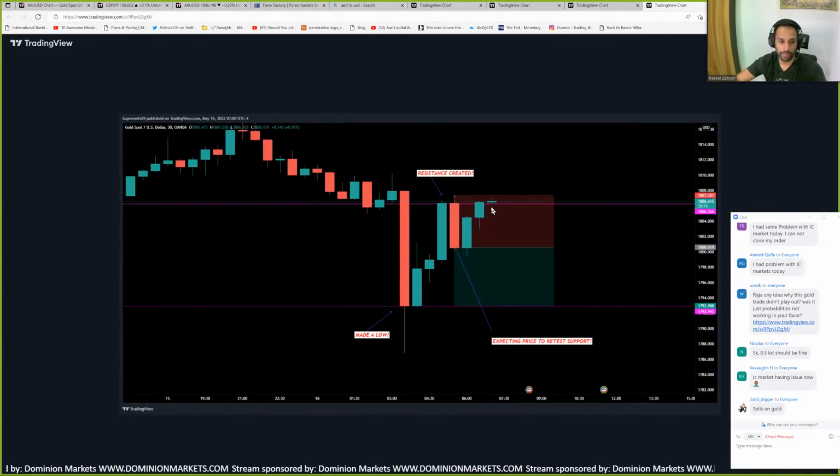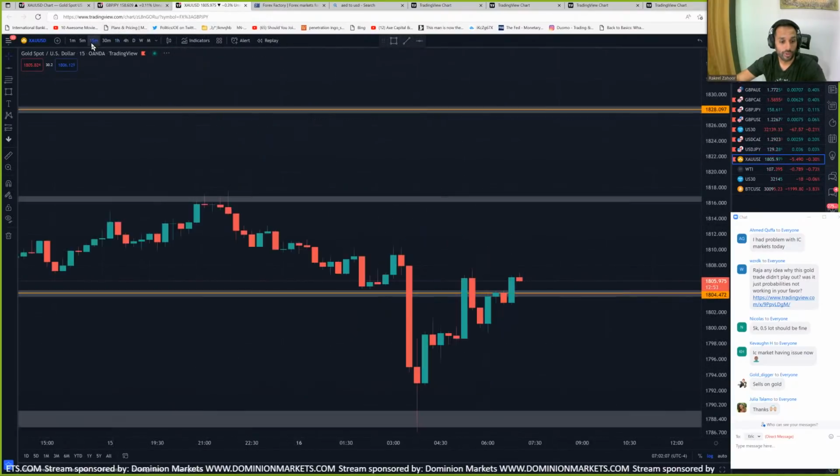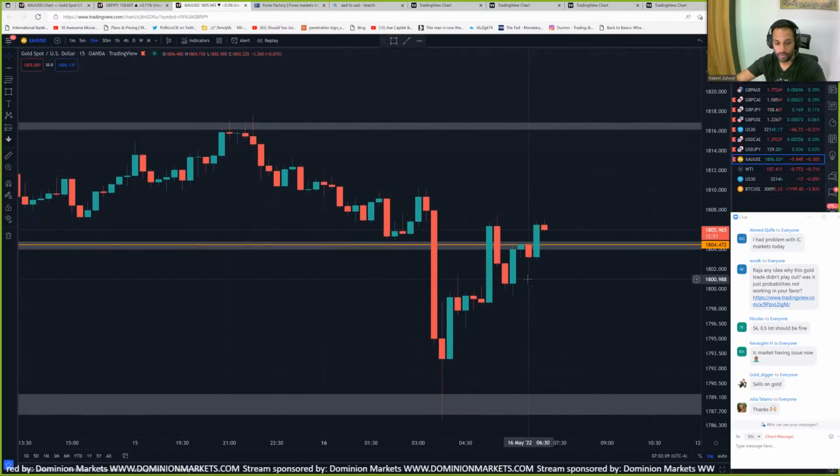Any idea why this trade didn't play out? Resistance formed, expecting price to retest support, made a low. So what'd you do? Where'd you enter? You entered on this candle? Where'd you enter? I would assume, trying to read your mind, maybe you entered on this candle for price to go down, but then price moved up. So how did you manage your risk? Did you manage your risk? Did you cut your losses short, right? Because this 15-minute candle broke the high of the previous one. Did you close 50%? What'd you do?